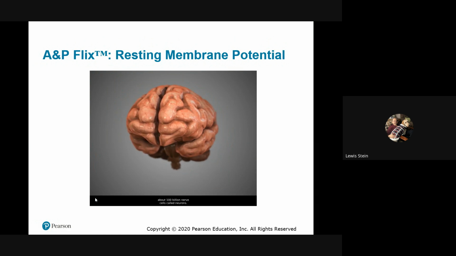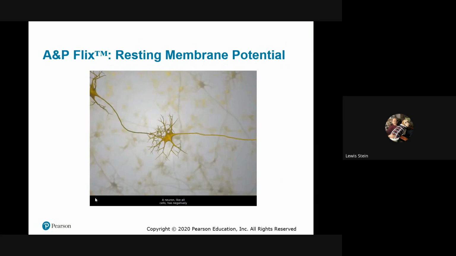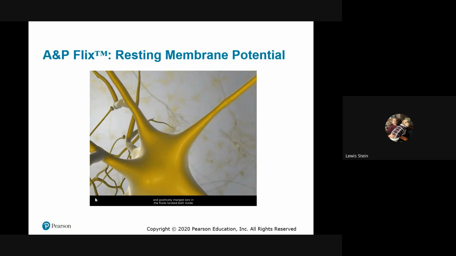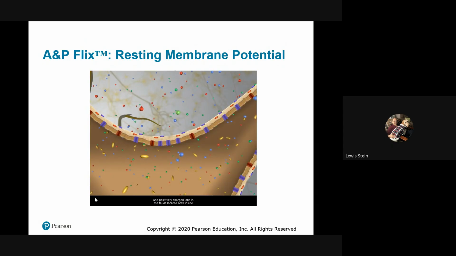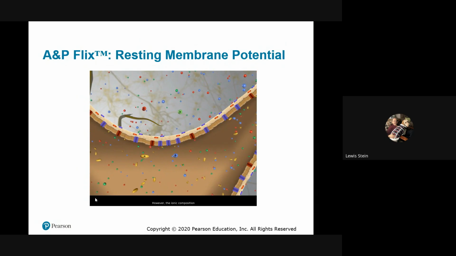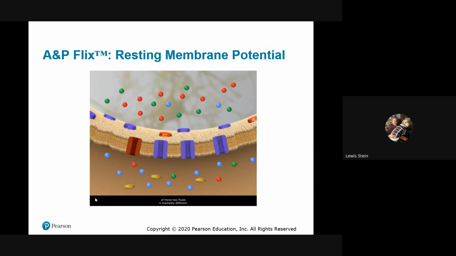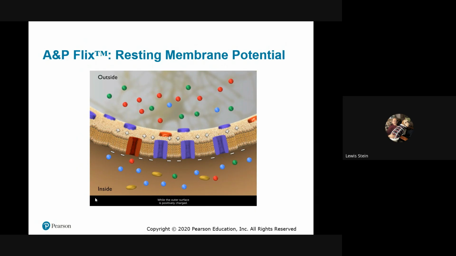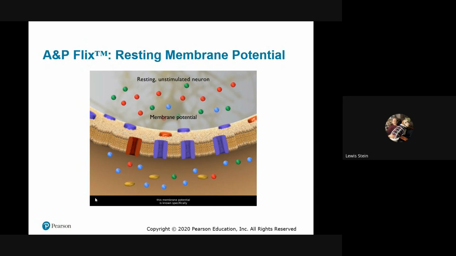Contains about 100 billion nerve cells called neurons. A neuron, like all cells, has negatively and positively charged ions in the fluids located both inside and outside of the cell. However, the ionic composition of these two fluids is markedly different. The inner surface of the membrane is negatively charged, while the outer surface is positively charged. This unequal distribution of charge creates a voltage across the plasma membrane, known as the membrane potential. In a resting, unstimulated neuron, this membrane potential is known specifically as the resting membrane potential.